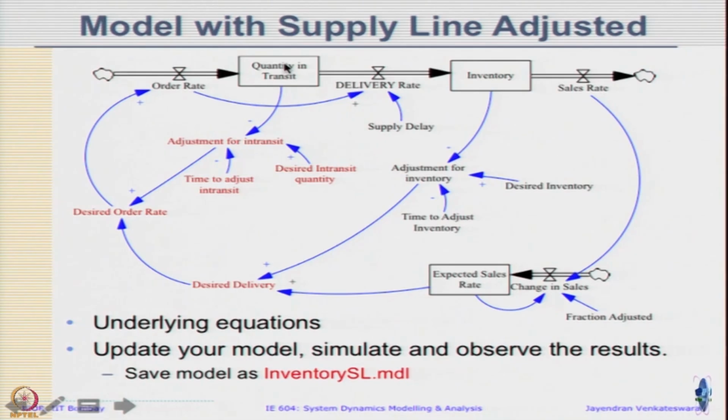So, quantity in transit and desired in transit quantity, we are taking a difference of it in adjustment for in transit, then divided by time to adjust in transit, and order rate is now equal to the adjustment for in transit plus the desired delivery that we want. You got the structure updated in your model.